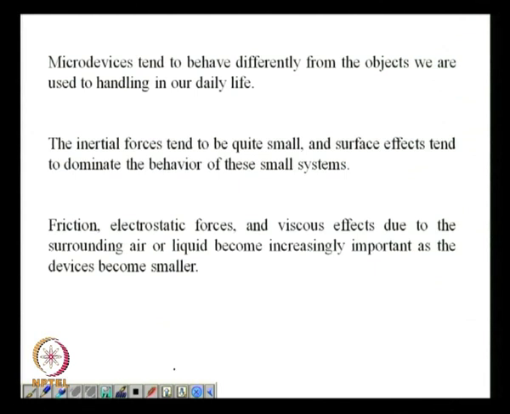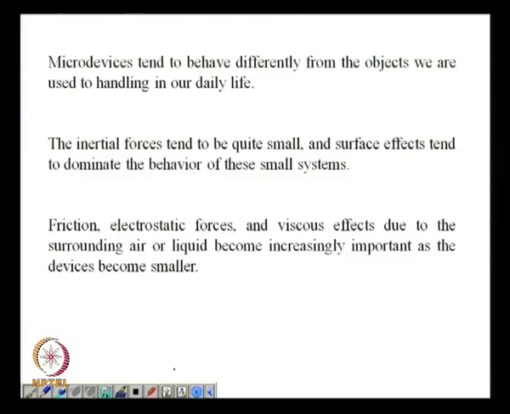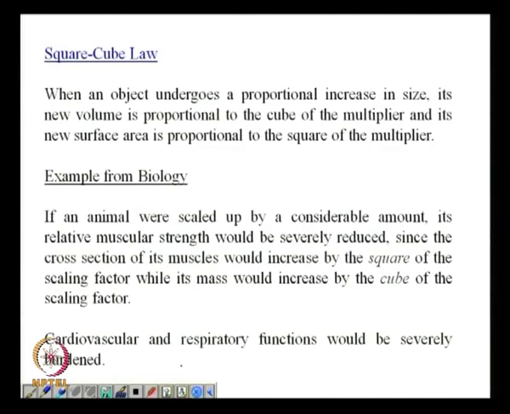So, we can say that the micro devices are going to tend to behave differently from the objects that we generally encounter in daily life. And as I mentioned before, gravity starts to become relatively unimportant. Surface effect starts to dominate the behavior of fluid in such small systems, and the forces, friction, electrostatic, viscous, surface tension forces due to the surrounding air or liquid, are going to become more and more important as the device size becomes smaller and smaller.